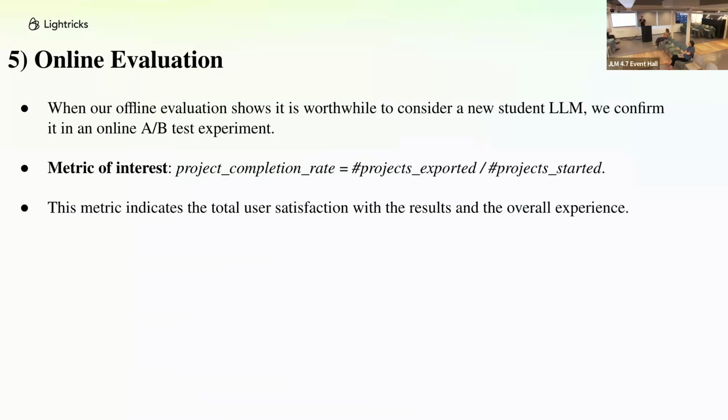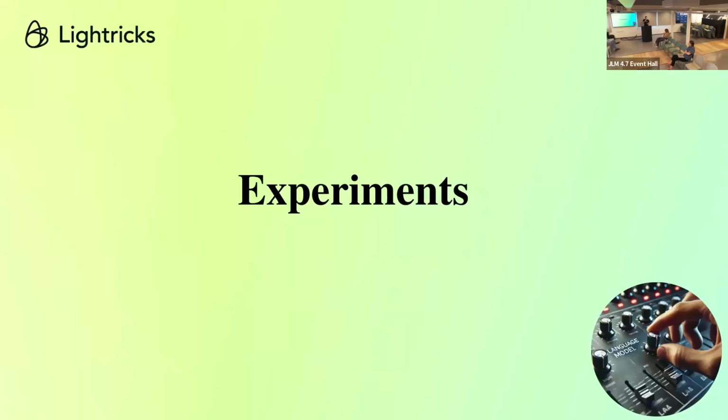So here is the A/B test. Our metric is the project completion rate. We calculate the number of projects exported out of the number of projects used. And for us, this metric is an indication of user satisfaction and the overall experience. So yeah, now let's see some results. So this was all of our approach.